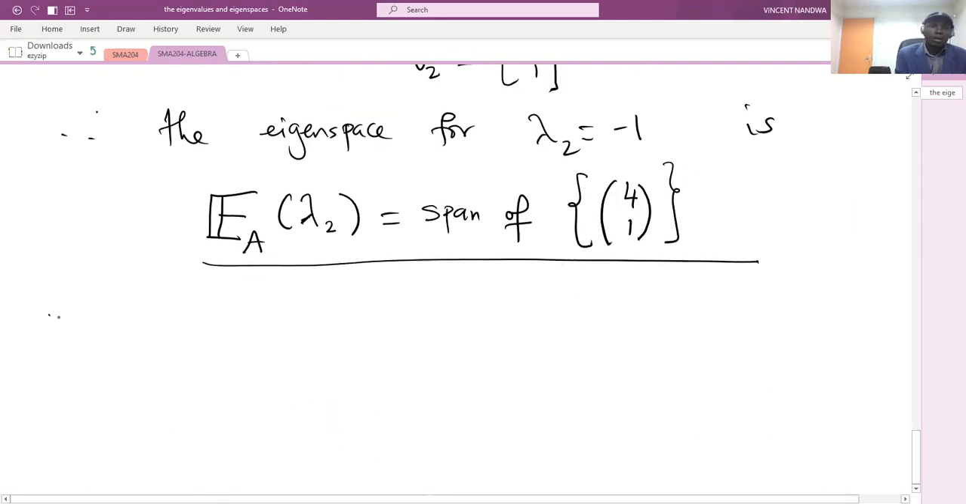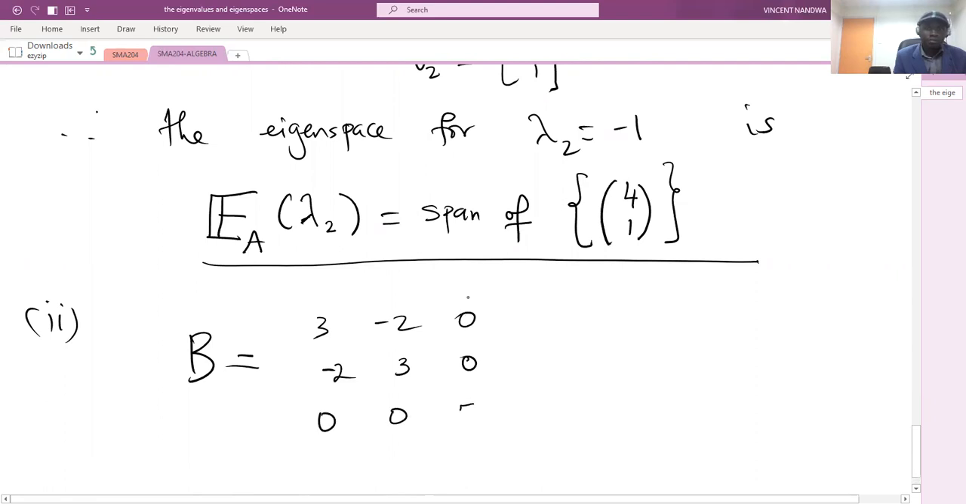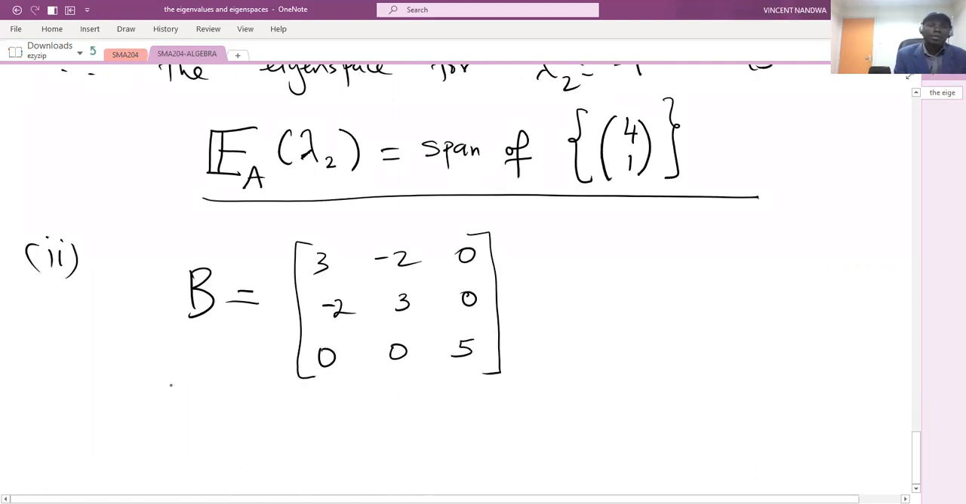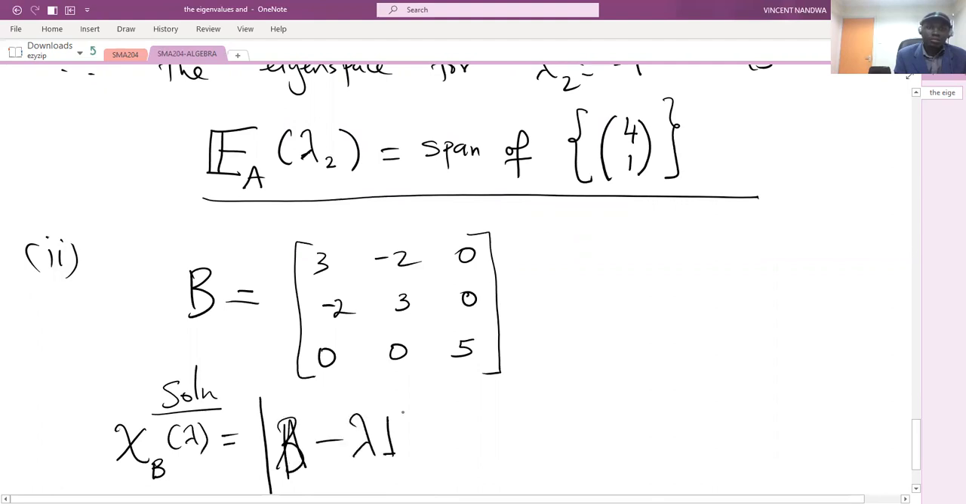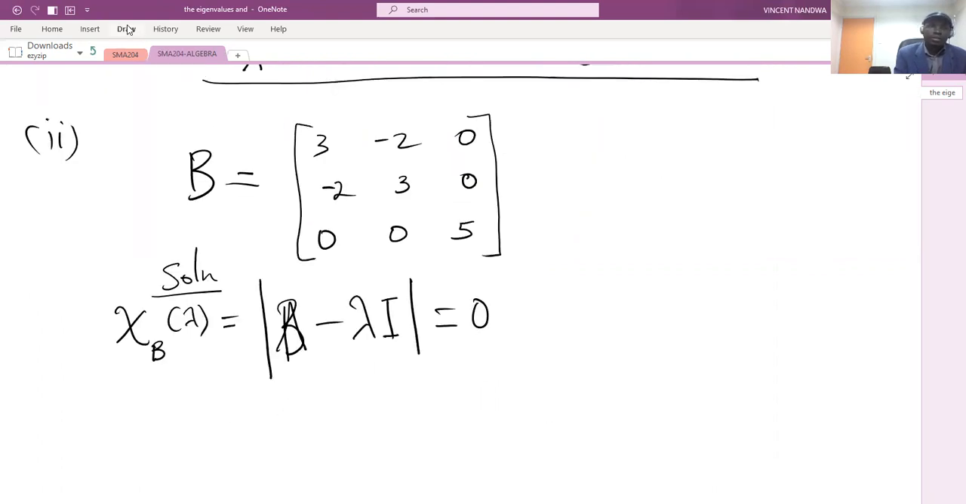Now, the second problem, the matrix B is given by 3, minus 2, 0, minus 2, 3, 0, 0, 0, 5. So as usual, the first step is to find the eigenvalues. And to find eigenvalues, you solve the characteristic equation. So our characteristic equation of this matrix is taking the determinant of this matrix and then equating to 0.